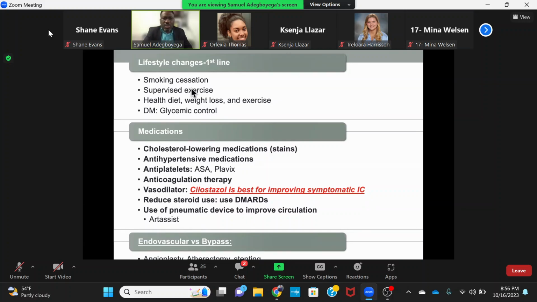Again, what are the lifestyle modifications? Smoking cessation, exercise. Listen to this. Smoking cessation and supervised exercise, weight loss and everything. All this stuff will help increase your walking, but has no effect on ABI. No effect on ABI. The only time your ABI will get better is if you do some kind of revascularization. All this stuff right here will improve your walking, but it's not really going to affect your ABI. Cholesterol medication is great.